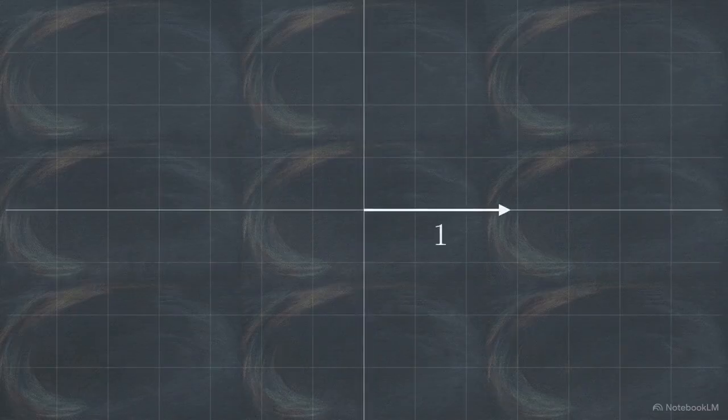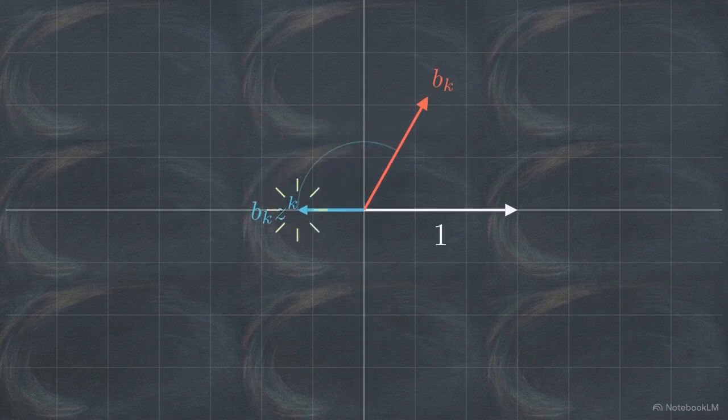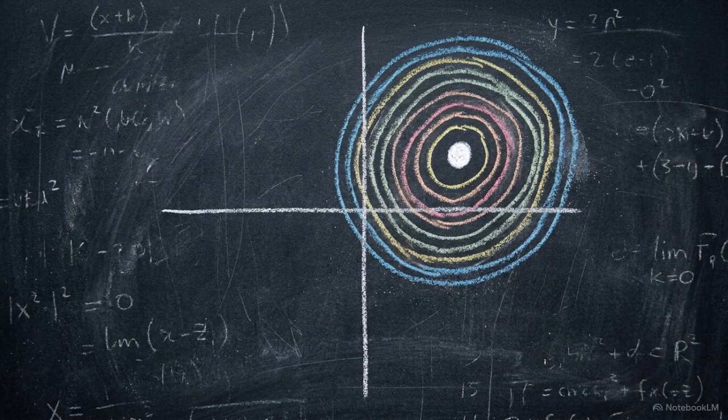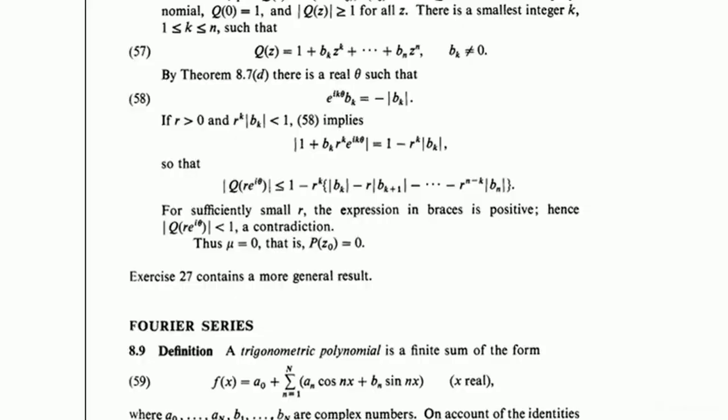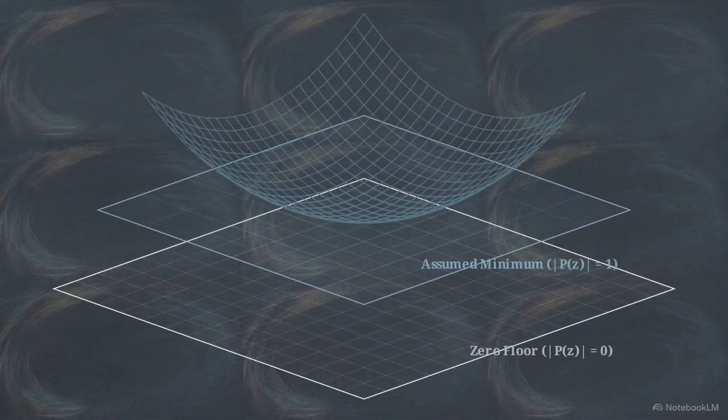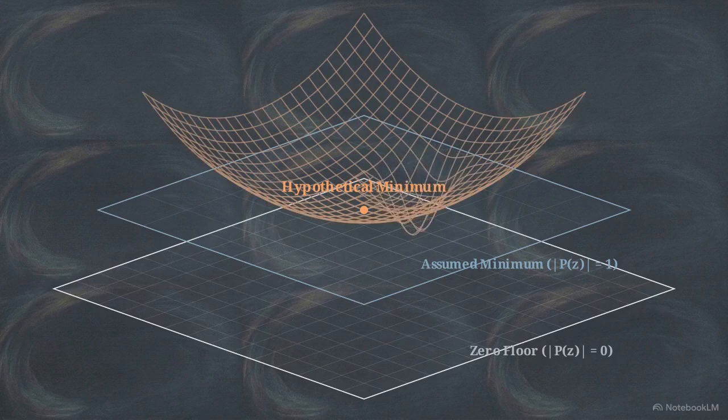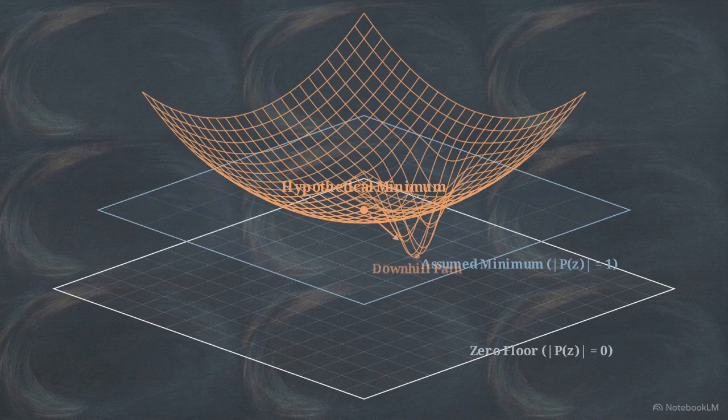Translating this algebra into geometry, we take a microscopic step in the exact opposite direction of the local slope. We then evaluate the resulting magnitude of the polynomial at this new position. Rudin reveals the resulting inequality. The magnitude of the polynomial is now strictly less than 1. We have moved downwards. This creates a logical contradiction. We have walked downhill from a location that was defined as the absolute lowest possible point on the surface.